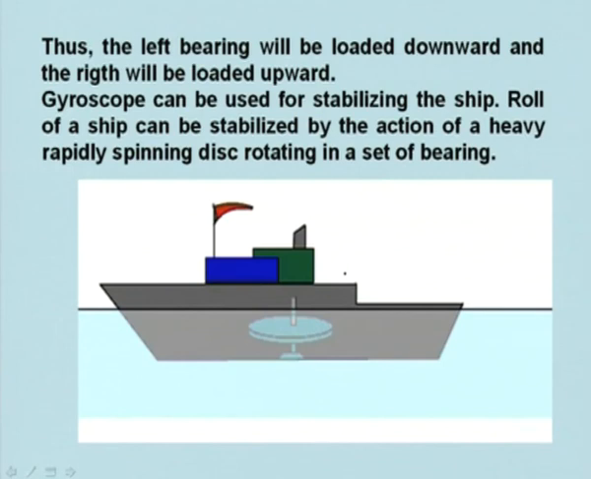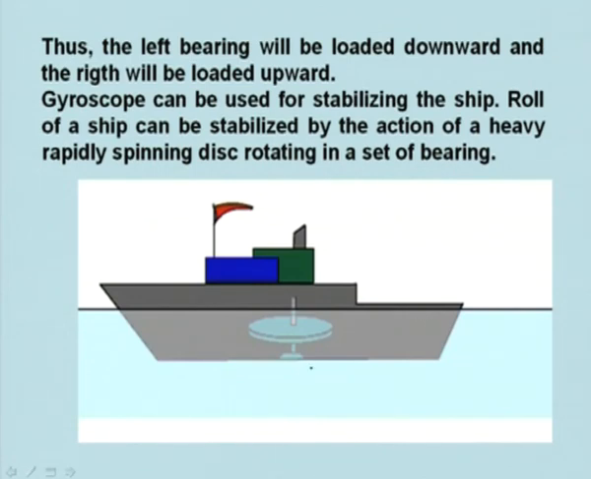Now a gyroscope can be used for stabilizing the ship. The roll of a ship can be stabilized by the action of a heavy, rapidly spinning disc rotating in a set of bearings. Like this, this is the ship, and here you have put at the bottom a horizontal rotor, which is rotating about a vertical axis like this. So this is what is being done.